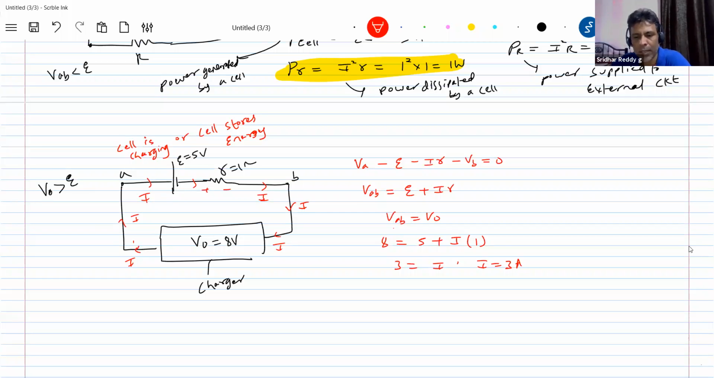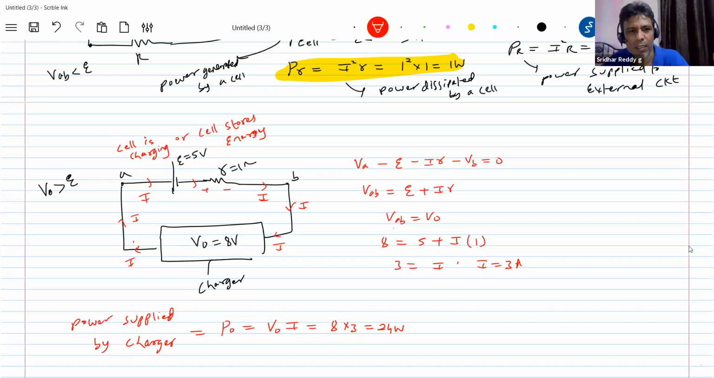How much power is given by the charger? I'm coming to the mathematical part. Power supplied by charger. What is the power supplied by charger? Let me call it P naught, which is equal to V naught into I. V naught is 8, and this is 3. 24 watt.